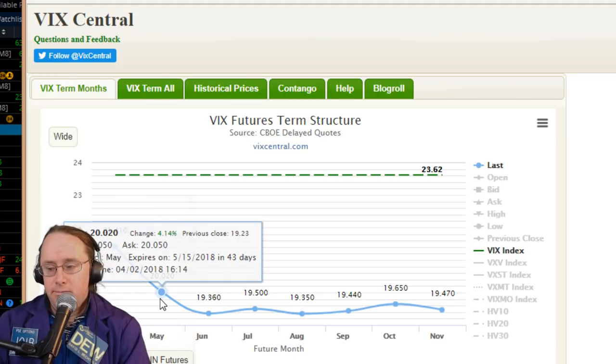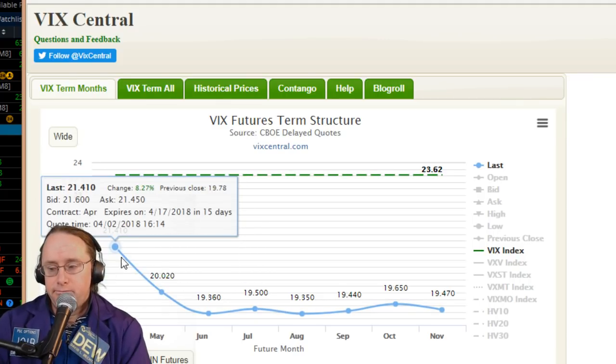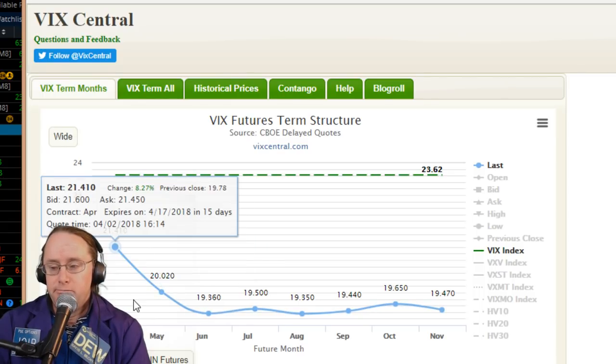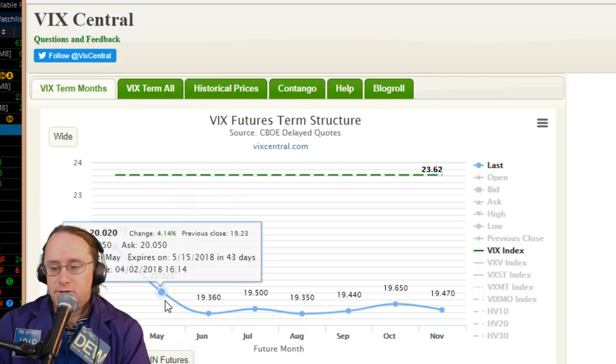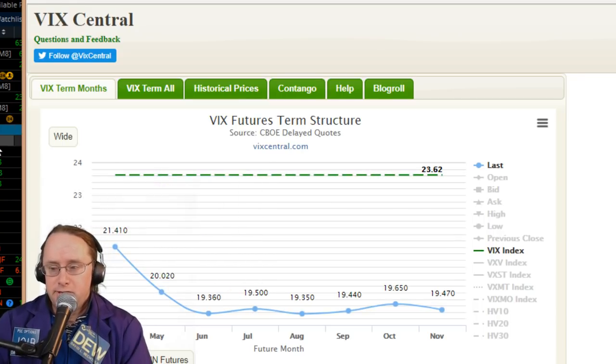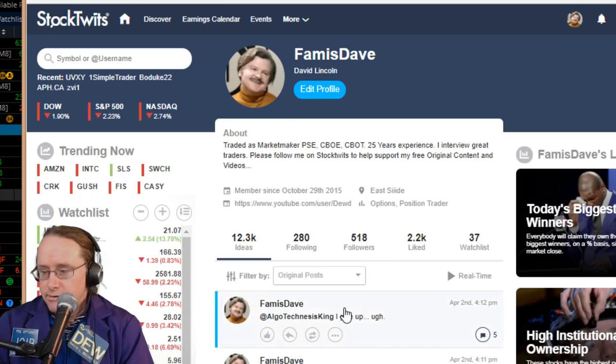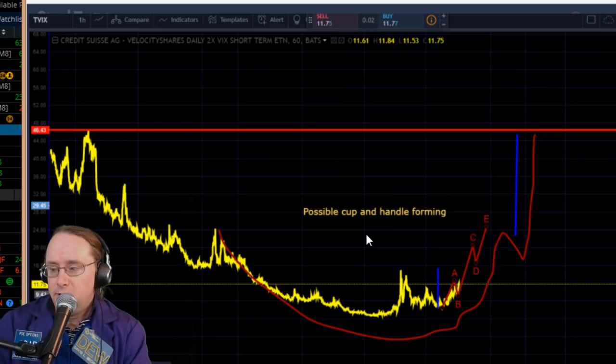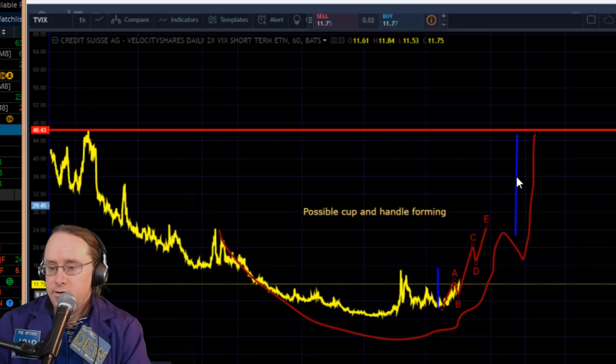Adding value to it by selling something higher priced and buying something cheaper is going to add value to TVIX, which makes pressure for the price to go up. Now, what do any of these things have to do with this chart, which shows a possible cup and handle forming? It's got absolutely nothing to do with this chart.